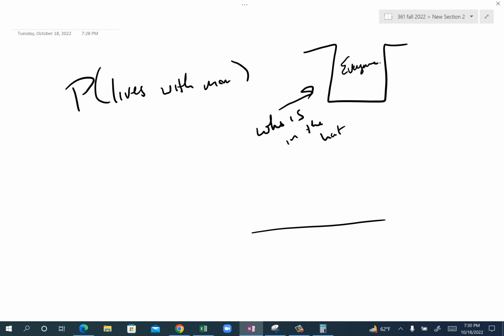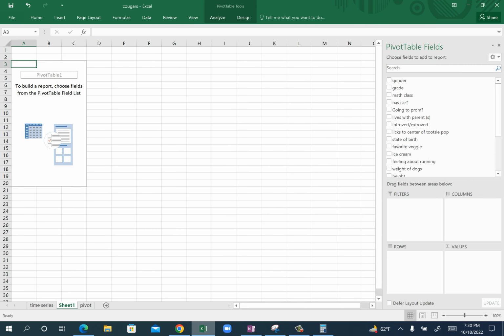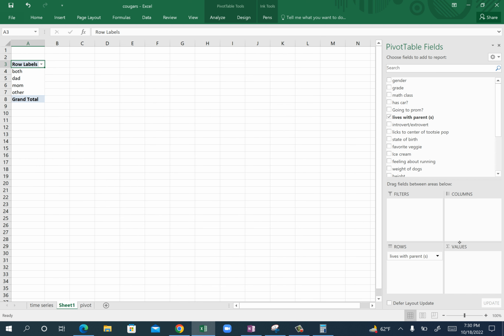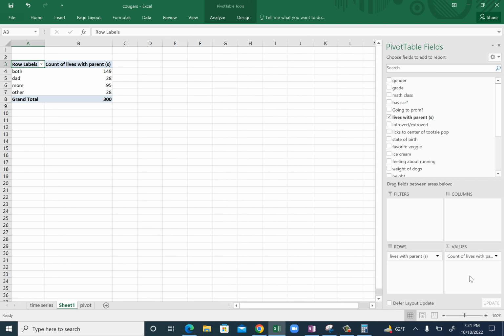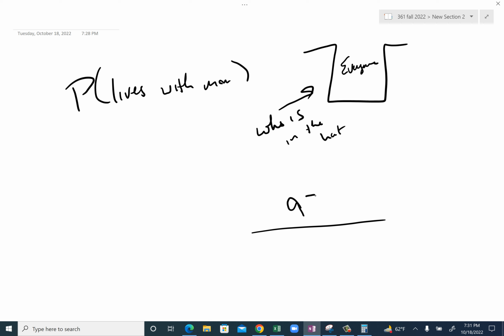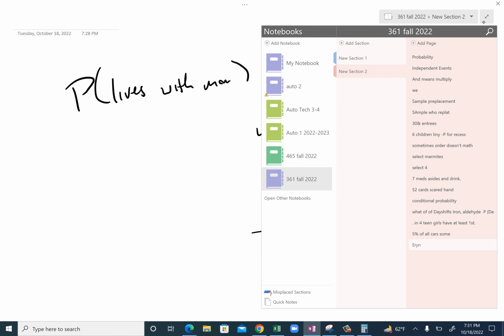Everyone. So if you go look at Excel over here, you're like, oh, sweet. Let's do lives with parents. This is hard to do with the old tablet. There you go. There's 300 kids and 95 of them live with mama. Ta-da! Piece of cake. Cool. Let's do another one.